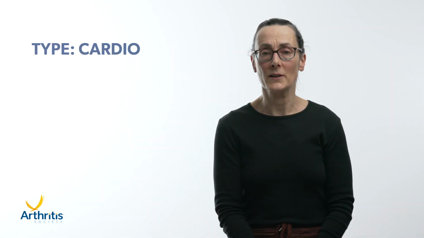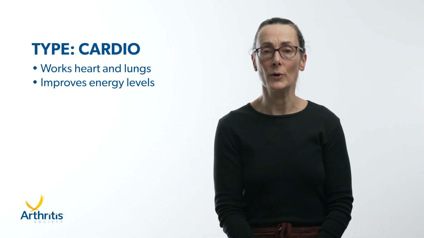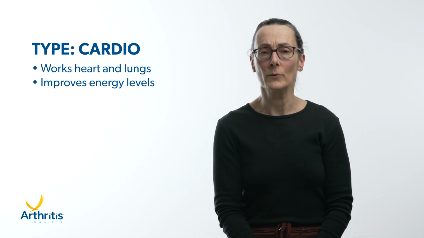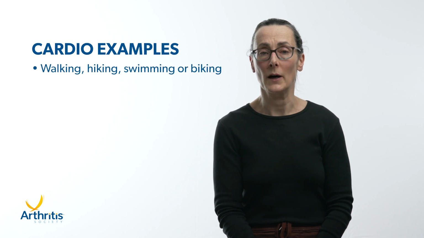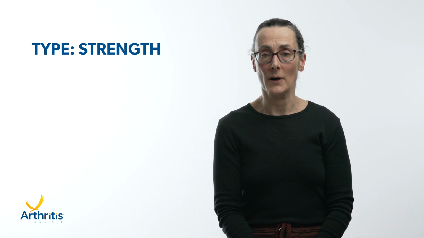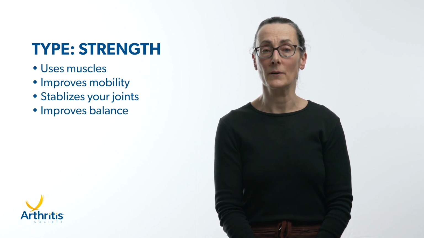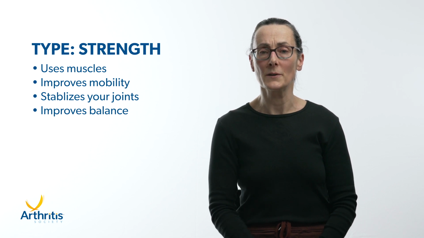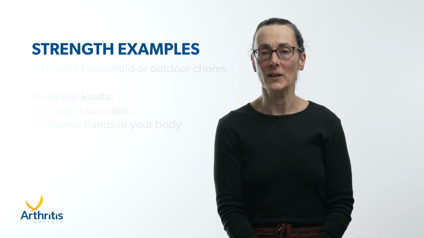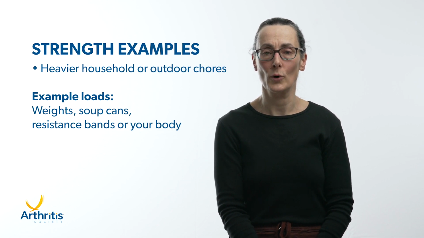Cardio exercise or activity works your heart and lungs, making you breathe a bit harder, and will improve your energy levels. Examples include walking, hiking, swimming, or biking. Strength exercise or activity uses your muscles to make an effort and improves your ability to remain mobile. Stronger muscles are better shock absorbers, can help stabilize your joints, and improve your balance, reducing the risk of falls. Examples of strength activities are heavier house or outdoor work.